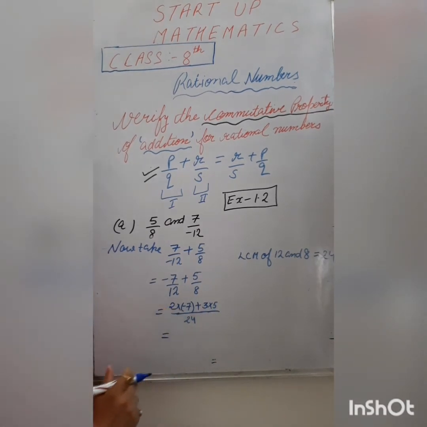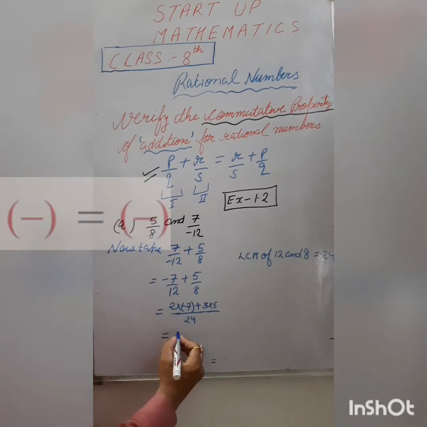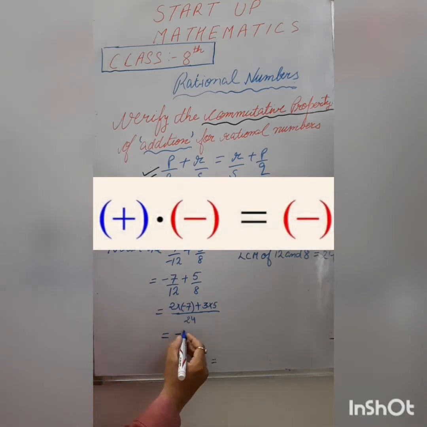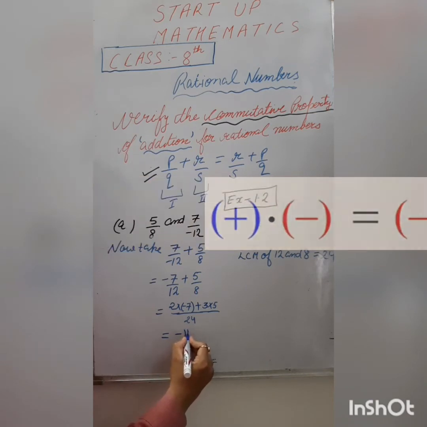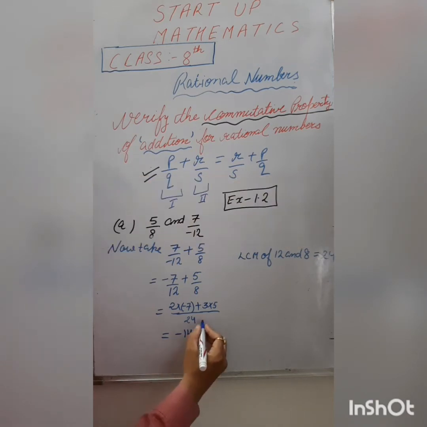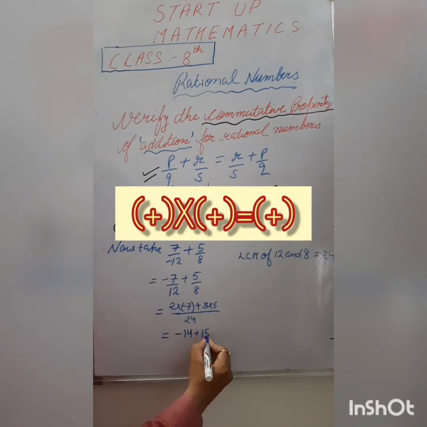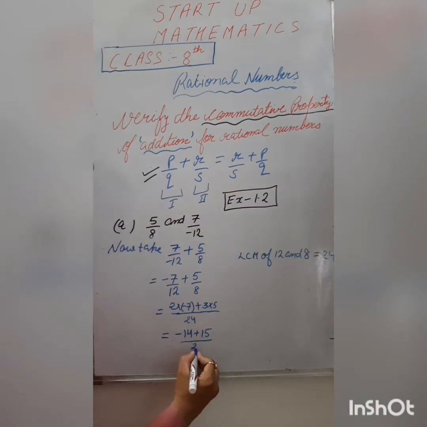Solve it. 2 multiply minus 7. One number is positive, one number is negative, opposite sign numbers, so the result is negative. 2 sevens are 14, so this is minus 14 plus 3 fives are 15 upon 24. Here the number is negative, here the number is positive, but they are not multiplied together.